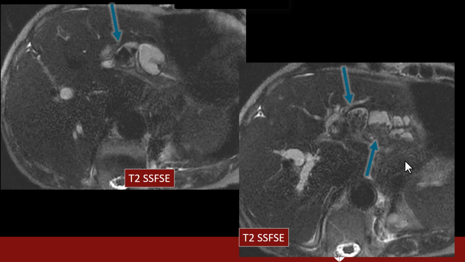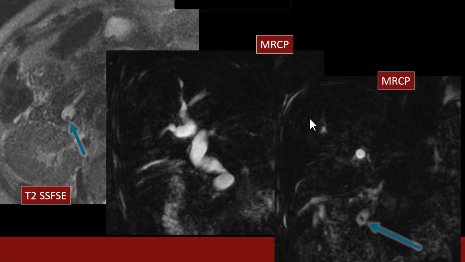And here's more images. These are the T2 that show you can have big stones like this square guy, but then also these teeny tiny stones, crystalline debris, etc. And there's actually also a stone here in the distal CBD, which you see on the MRCP, which probably isn't causing a whole lot of trouble, but maybe is.